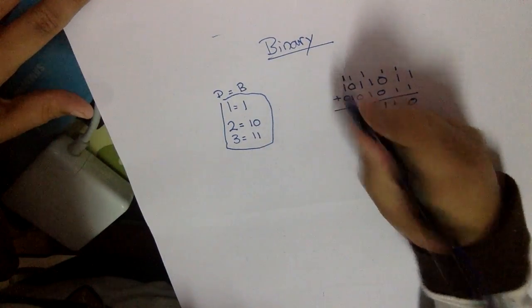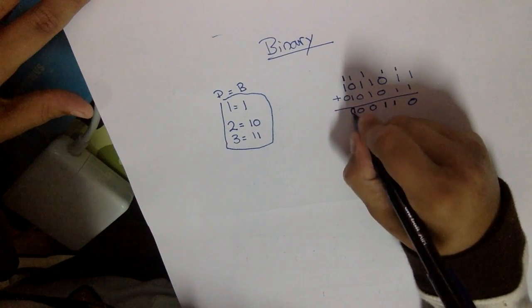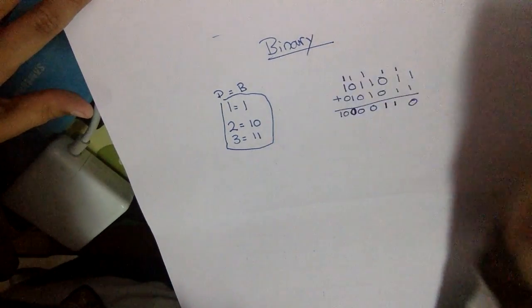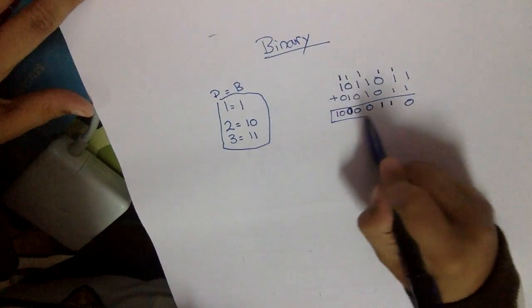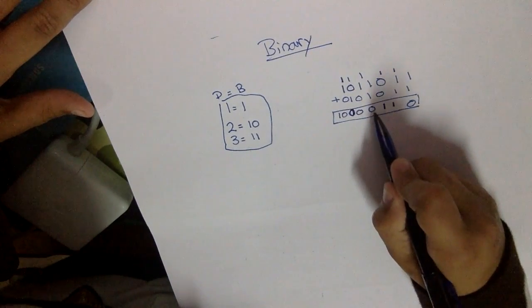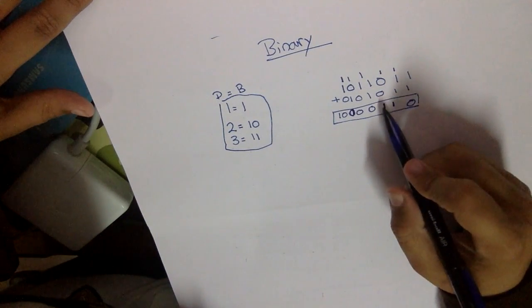So then 1 plus 1 again. Oh, I did my math wrong. That's a 10. Then 1 plus 1 again is 10. So my binary number is 100000110. Do you see this, guys?